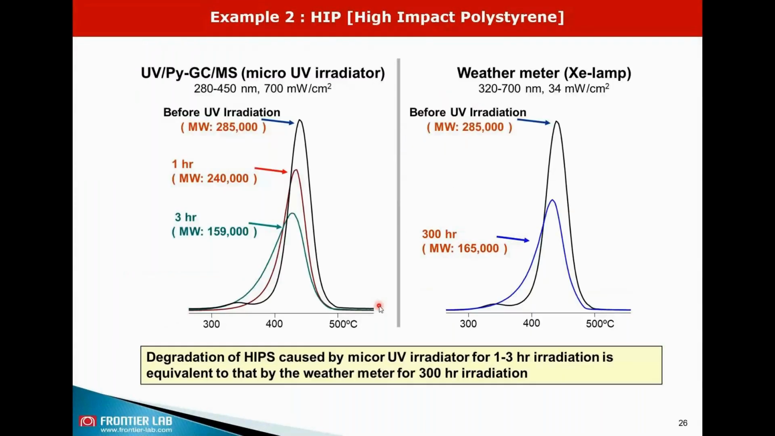This slide I have shown previously also. Again, we want to highlight the benefit of using this online micro UV, where you can get the data in 3 hours compared to the 300 hours you would require with the weather meter. It clearly tells the reduction of molecular weight, and you will also see the shift of apex temperature, the peak top temperature, as you expose the sample to longer durations of UV light. So this is one observation.